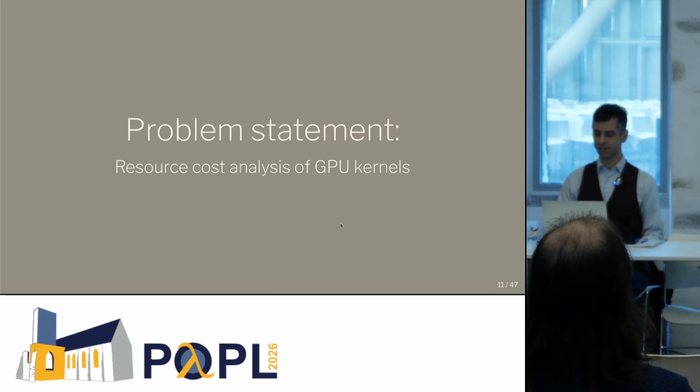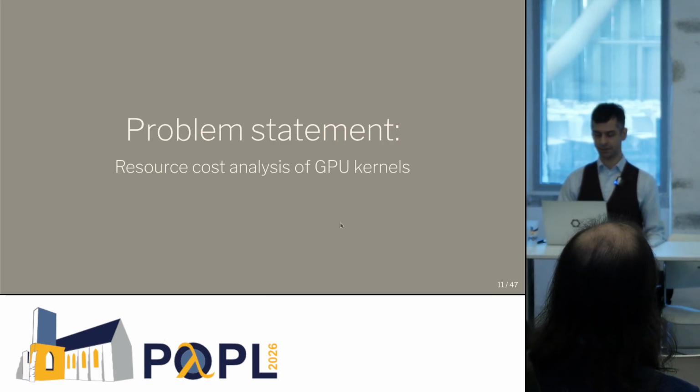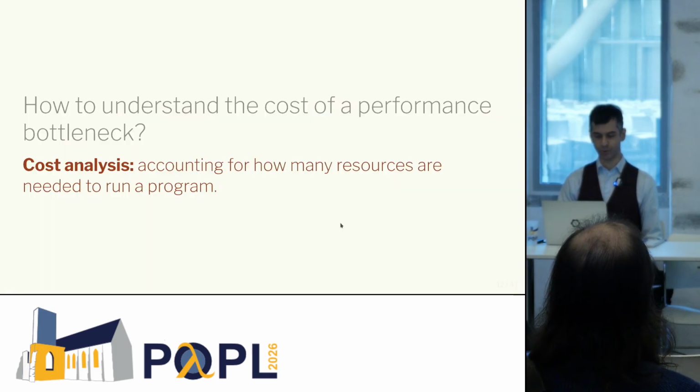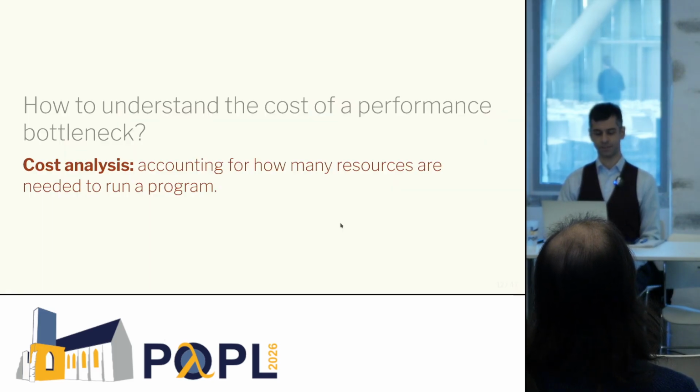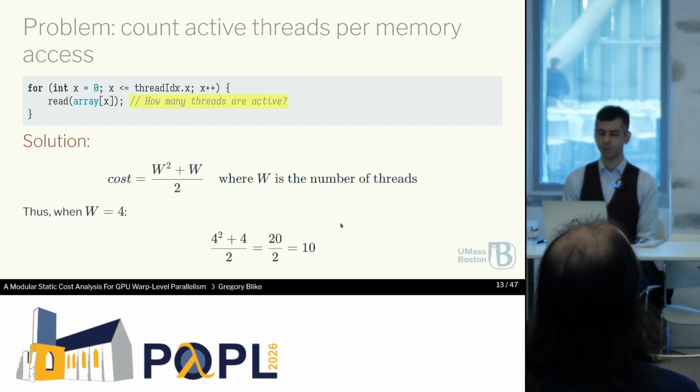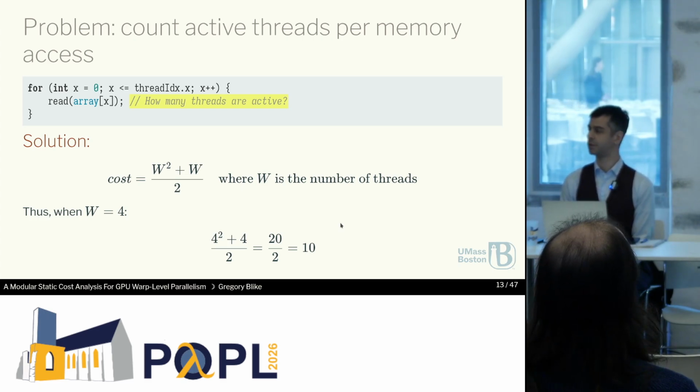So the problem of cost analysis for GPU kernels is very important to us. We want to understand the cost of that performance bottleneck. And in doing so, we want to account for how many resources are needed to run the program. And we want to motivate counting active threads per memory access as one of those approaches.